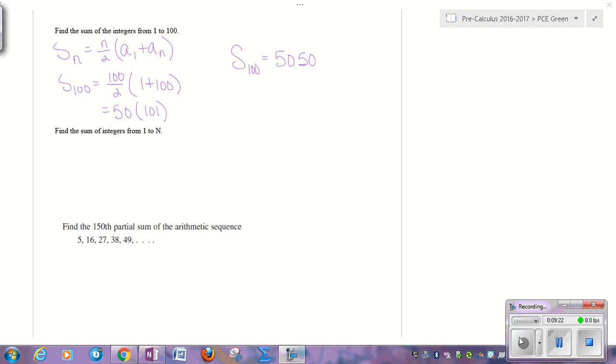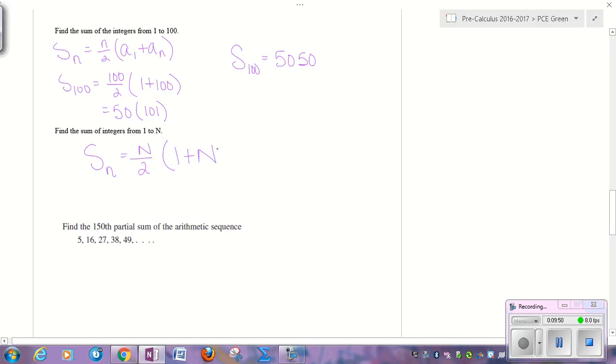Okay, did you get 5,050? Hope so. All right, this next one, it says find the sum of integers from 1 to n. So n is the last term, so this one's just going to be a basic formula. So you're going to say the sum of the integers, we don't know how many integers there are, so we can just leave it as a general lowercase n, but it would be n divided by 2, okay, and then your sum would be 1 plus n. Okay, so this just being a general form, if you're going from 1 to n, you don't know how many integers there happens to be.